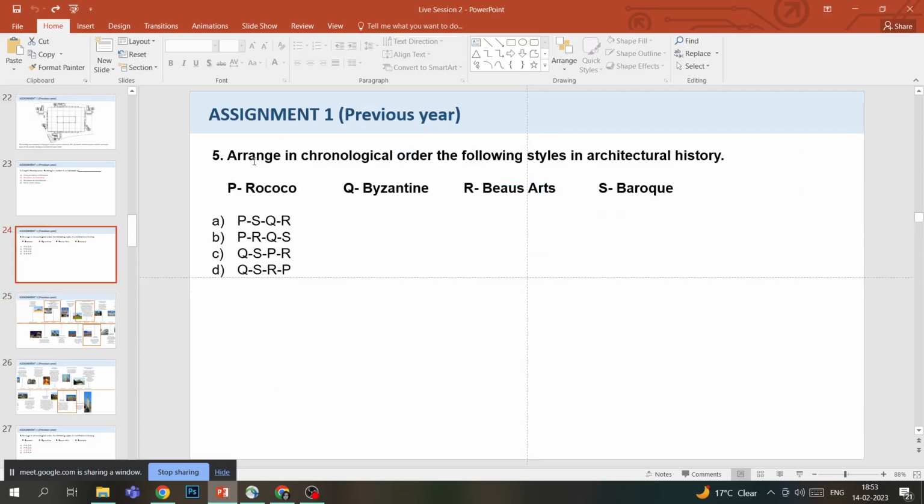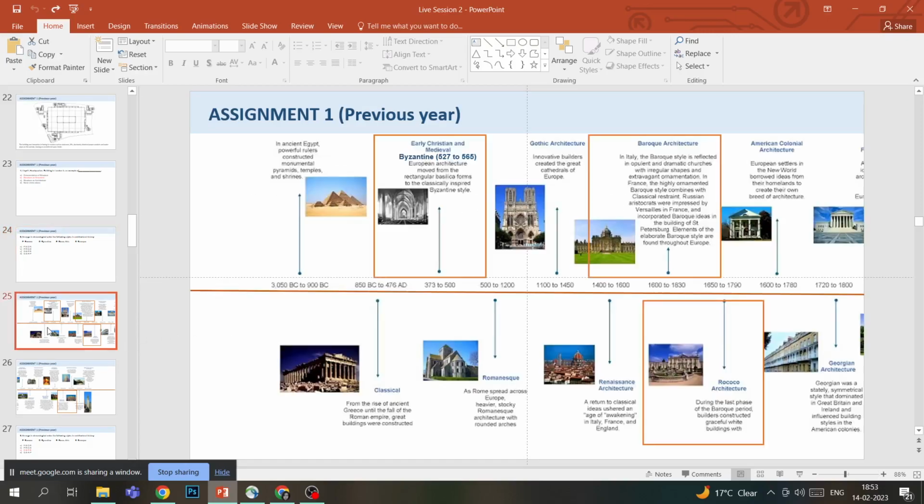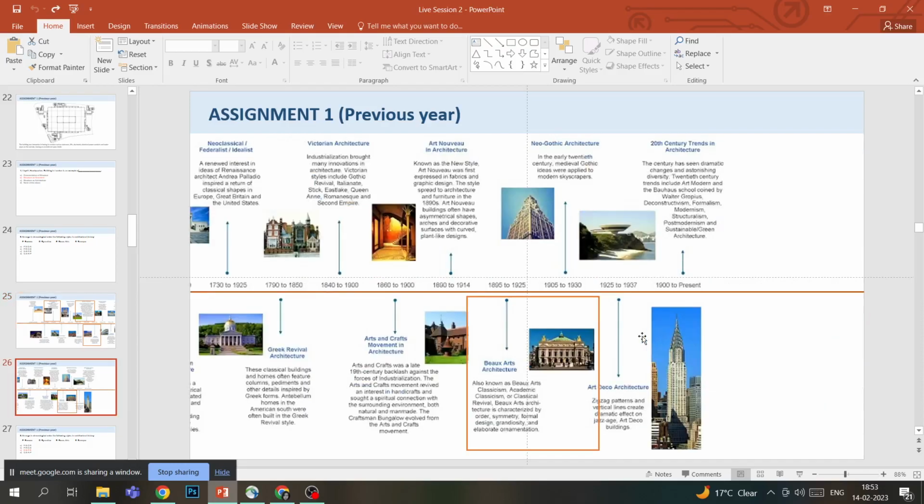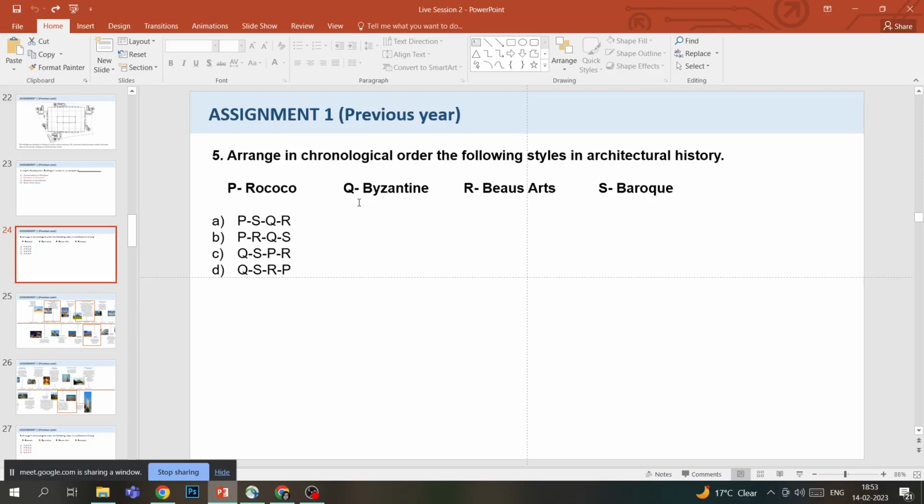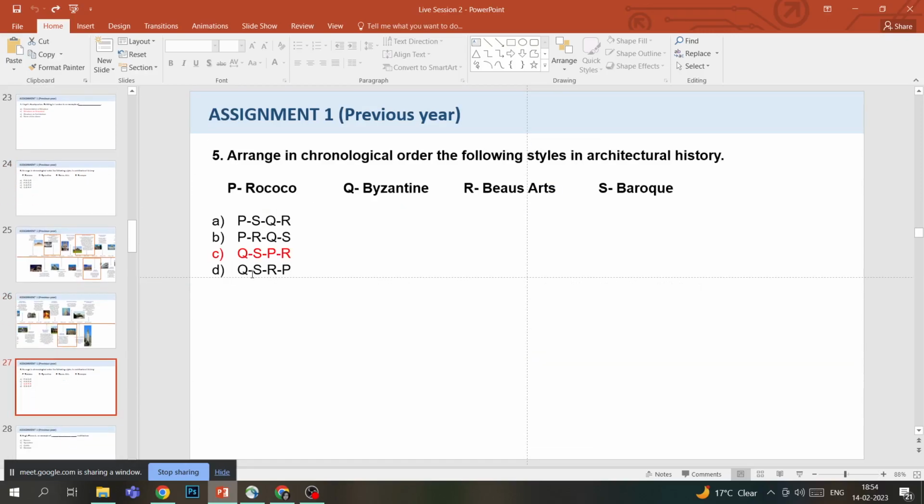So again, the question was to arrange in chronological order the following styles: Rococo, Byzantine, Beaux Arts, and Baroque. So Byzantine came first, then we have Baroque, then we have Rococo, then very late we have Beaux Art architecture. So we have Byzantine first, that means Q would be first, then we have Baroque, that means S, then we have Rococo, that means P, and then we have Beaux Arts, that means R. So the correct answer would be C, Q, S, P, R, arranging them.